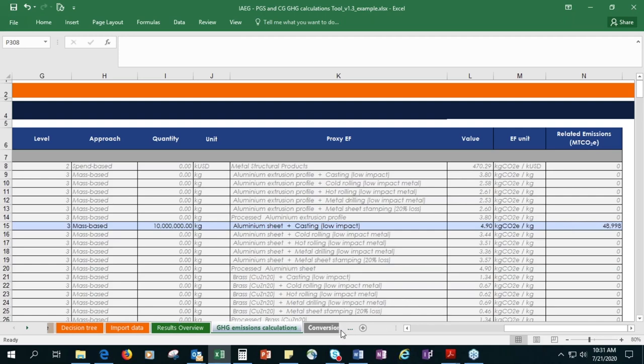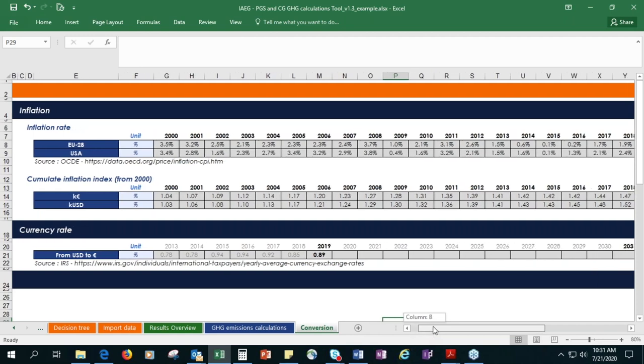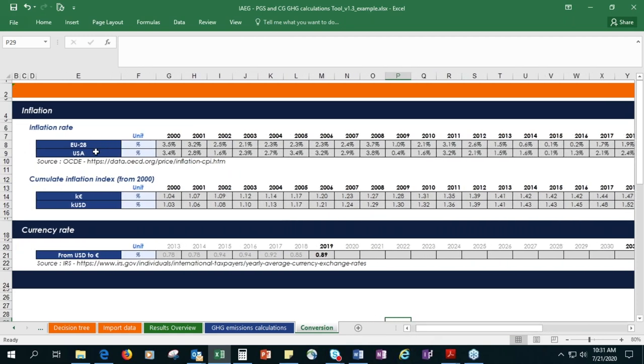And then lastly, this is a tool that is intended to be updated and maintained every year. So with that being said, there are some assumptions and conversions that need to happen and be populated. We have an inflation rate, both again, Euro, US dollars for cumulative inflation rate, and then we need to have a conversion from US dollars into euros. And that is because many of the emission factors are only given in one currency or another.